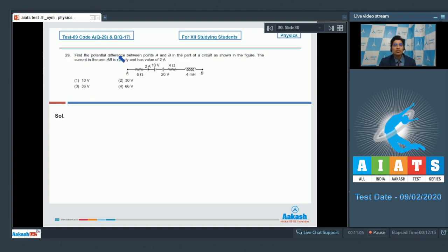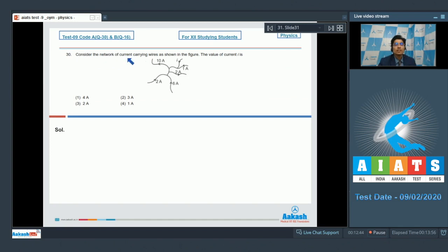Question 29 says, find the potential difference between points A and B in part of a circuit as shown in the figure. The current in arm AB is steady and has a value of 2 ampere. Dear students, since the current in the arm is steady, there will be no potential drop across the given inductor of 4 mH. Using Kirchhoff's voltage law, we can write down that VA minus 2 into 6, that is the potential drop across the 6 ohm resistance, minus 10 plus 20 minus 2 into 4 will be equal to VB, which means VA minus VB will be equal to 10 volts, and hence option number 1 is the correct answer. Now let us proceed to question number 30.